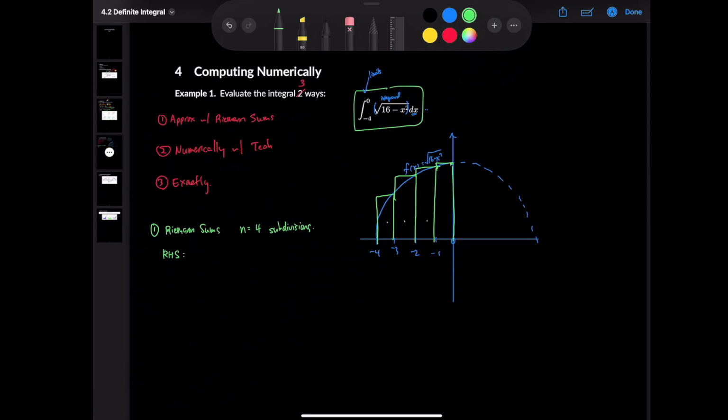So here's 1, 2, 3, 4. We know my delta x is a width of 1. And then, since we're on the right-hand sum, we're going to grab the heights at the right-hand side of each of these. So really, we're going to have delta x times f of -3 plus f of -2 plus f of -1 plus f of 0.